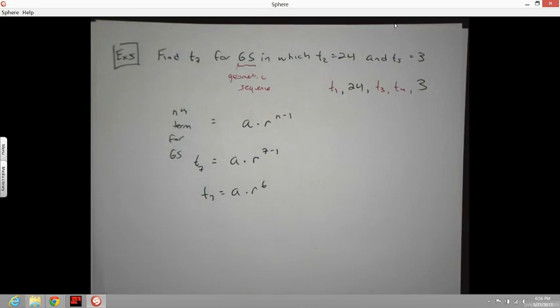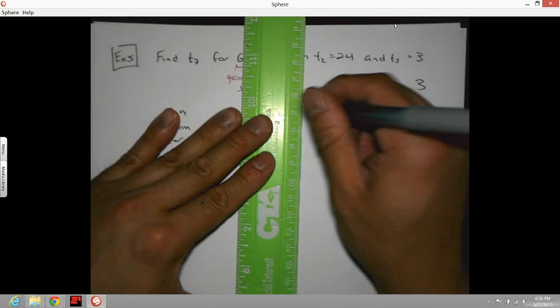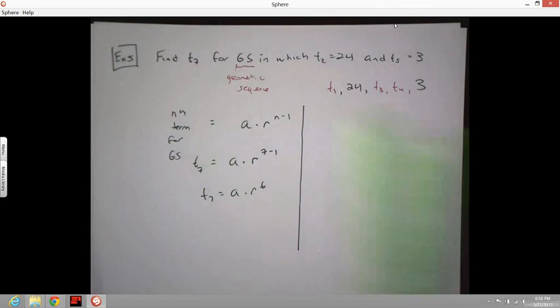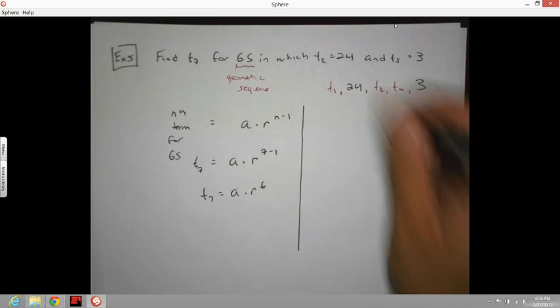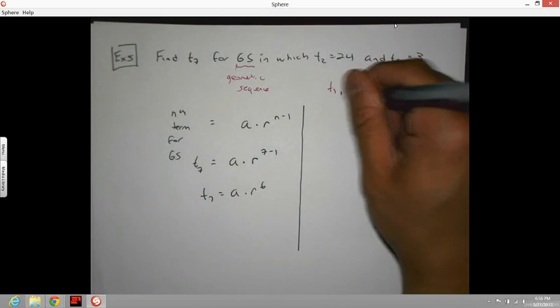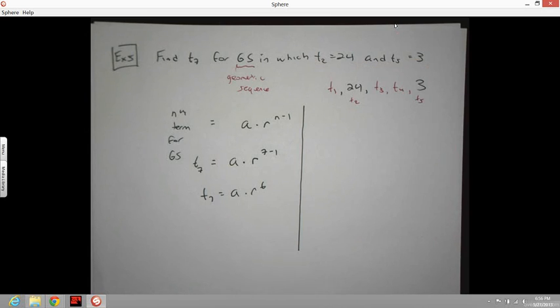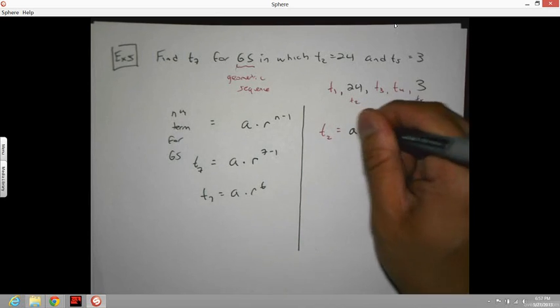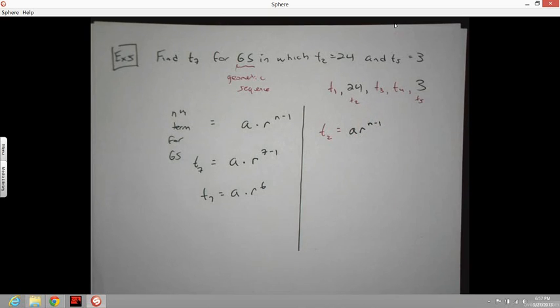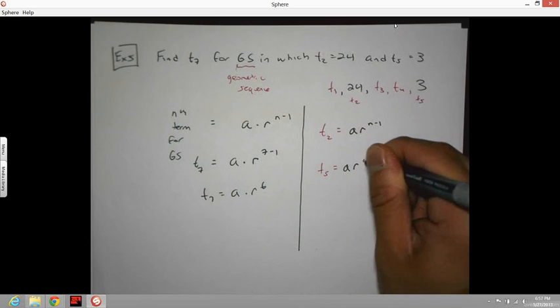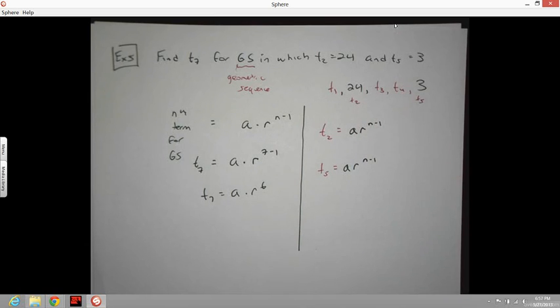Do you remember the strategy we used in the previous examples? Well, what I have to do is basically know that I already possess a T2 and a T5. I know my second term and I know my fifth term. All I have to do is apply the formula. So here my T2 is going to be A R to the n minus 1, and my T5 is going to be A R to the n minus 1. And I just got to start plugging in my values, okay?